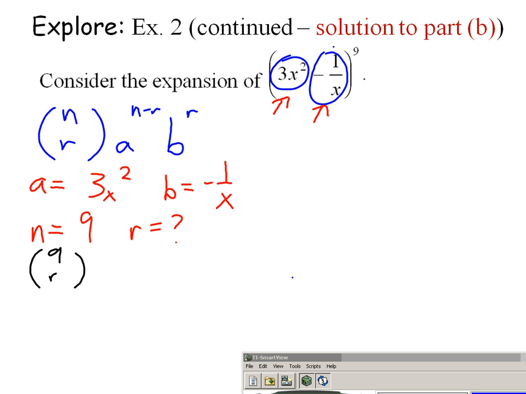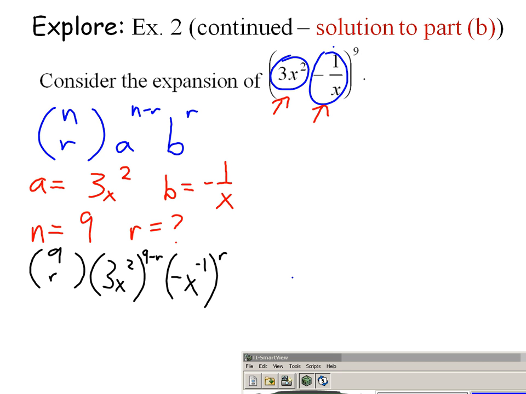And then I am going to put my a value in, which is 3x squared, and I'm taking that to the n minus r power, which is 9 minus r, and then multiplying that by b, and b is negative x to the negative 1 power, I think is the easiest way to look at that. Again, negative exponent flips us, and we just have 1 over x. And then the r value is the thing that we don't know.